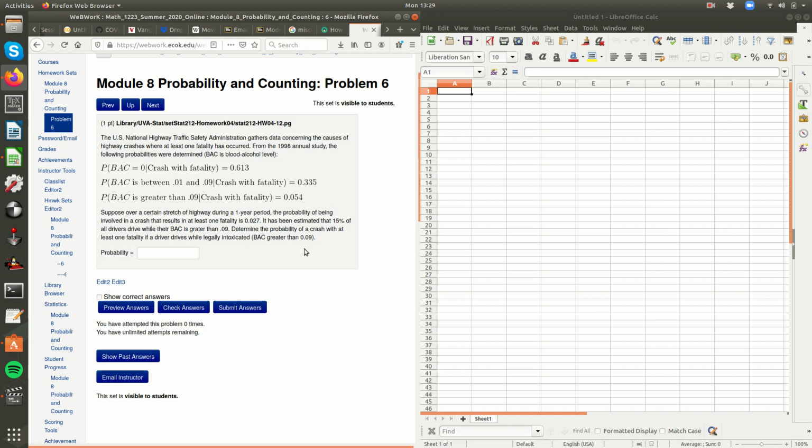I actually think our standard in Oklahoma is 0.08 for legally intoxicated, but we're going to go with what the problem says here, okay?